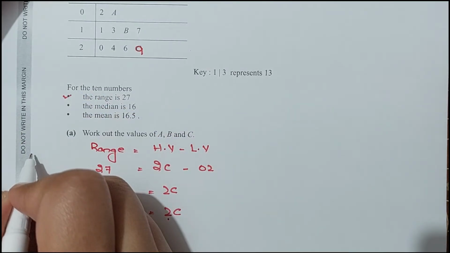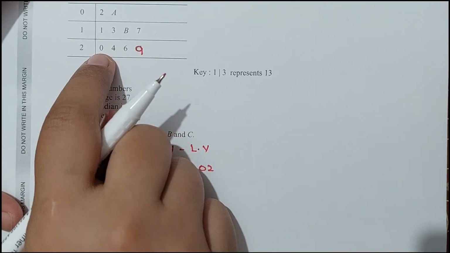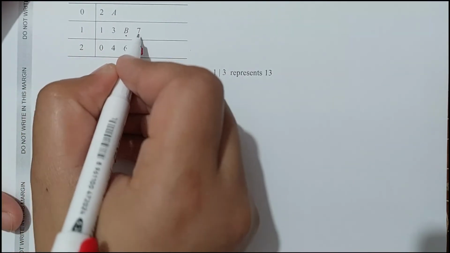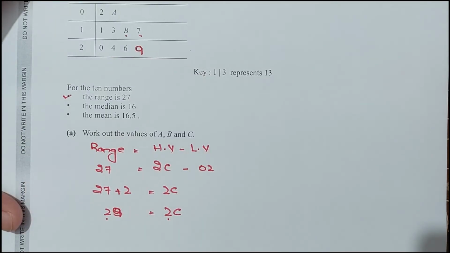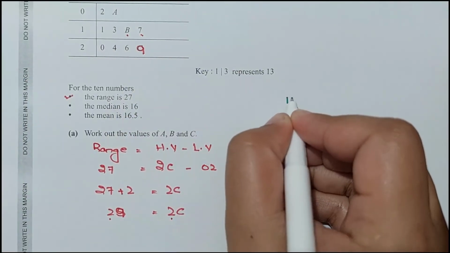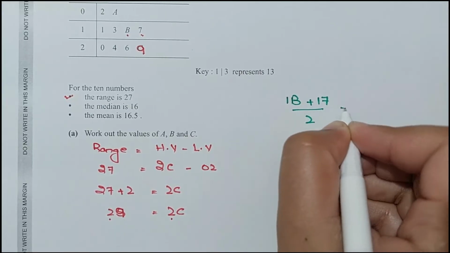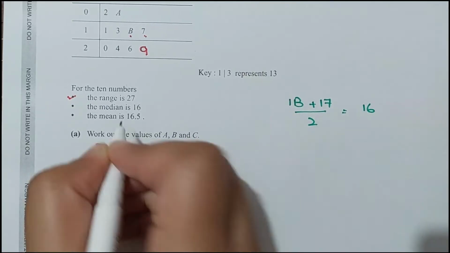Now the next is the median. Median is the middle number, right? So 1, 2, 3, 4. 1, 2, 3, 4. So these two are the middle. Take the average of these two. Alright, so the middle two numbers are 1B and 17. So 1B plus 17 divided by 2, and this would be the median, which is equal to 16.